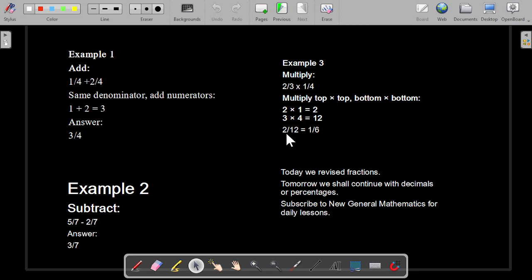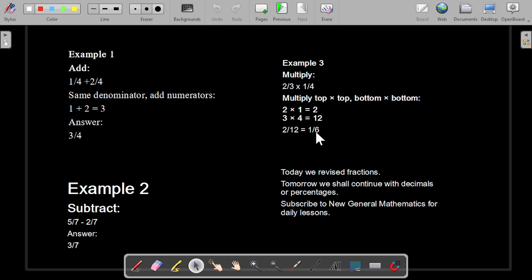Now we are not going to leave it like this, because we are going to take it to the lowest fraction. This is not decimal point, but we are going to do that next time. So then you divide. 2 divided by 2 gives you 1, and 12 divided by 2 will give you 6. The answer here is 1 over 6, 1 upon 6.